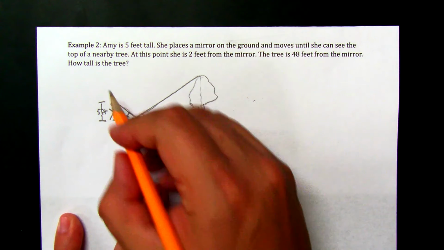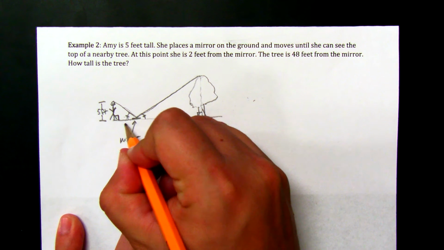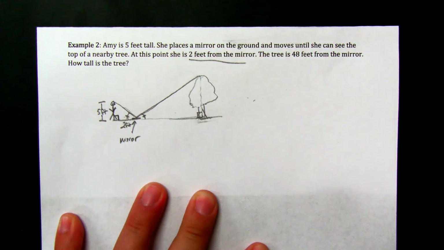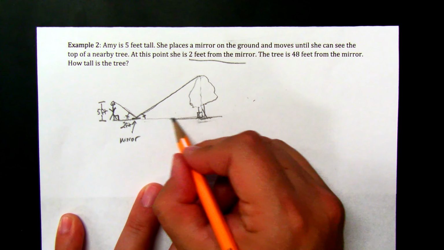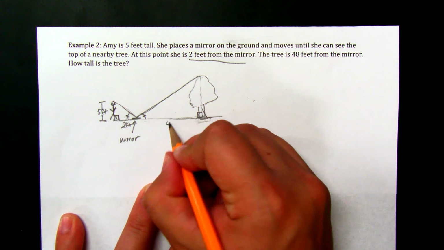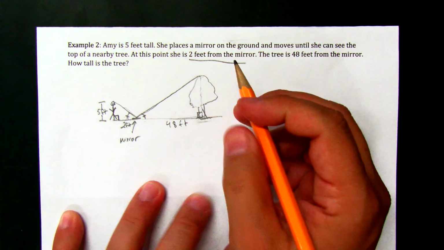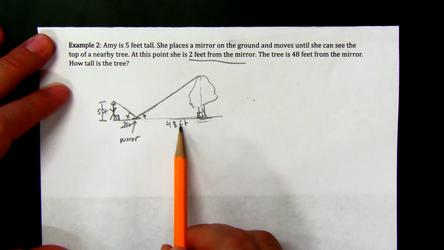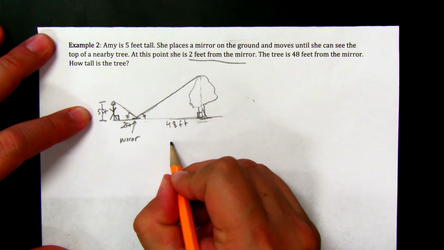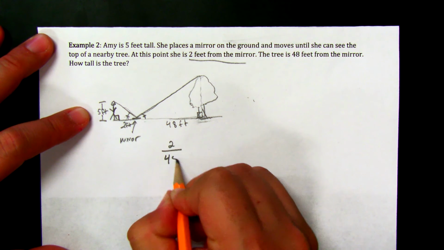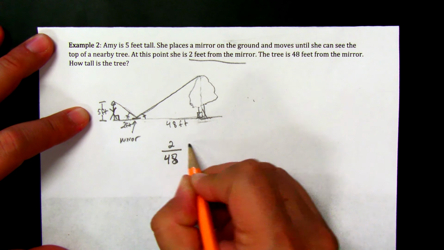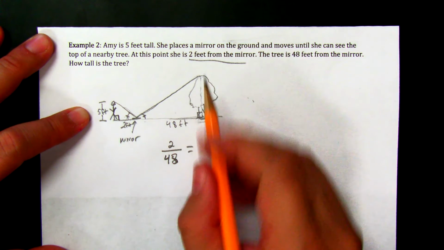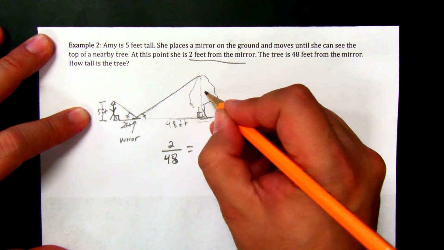Okay, so what do we know? We know Amy is 5 feet tall. We know she is 2 feet from the mirror, so this distance right here is 2 feet. Okay, we know that the mirror is 48 feet from the tree, so this side is 48 feet. Okay, so we know 2 feet goes with 48 feet. Those are corresponding sides, so we'll set up our ratio. 2 over 48. And that's going to equal, we've got 5 feet over this side over here, the height of the tree. We'll call that h.